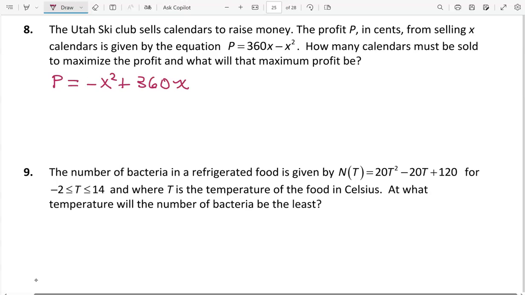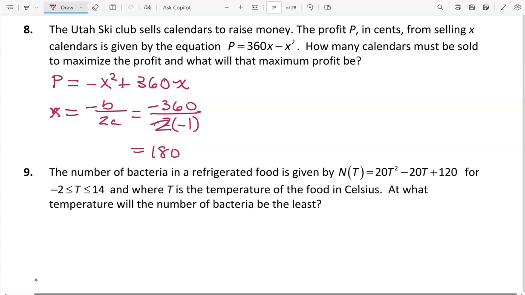And so we know that that maximum will occur at x equals negative b divided by 2a, which is negative 360 divided by 2 times negative 1, and that's going to give us a positive 180. And so what does that represent? That is our number of calendars, right? So it's x calendars. So that's the answer to the first question.